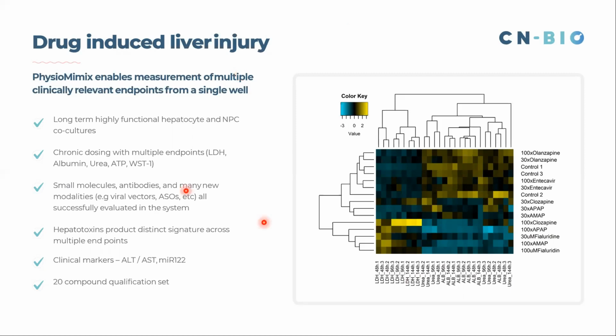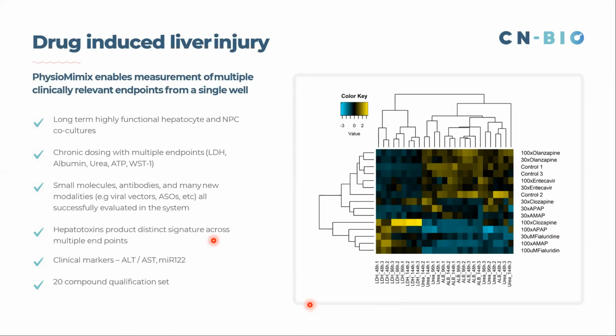And here I'll show you a heat map where we've taken a variety of different compounds, different concentrations. What we see is a sort of clustering of toxic compounds. They cluster together with a similar profile where we look at a variety of different endpoints compared to non-toxic doses of these same compounds.